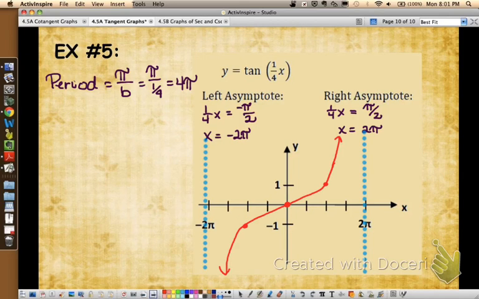That's good enough. I hope this has helped your understanding of tangent. In the next video I'm going to talk about the cotangent.